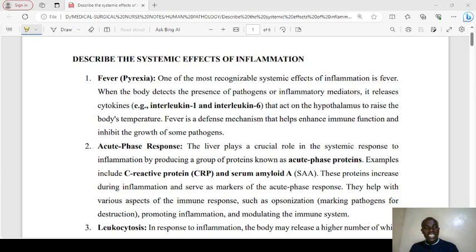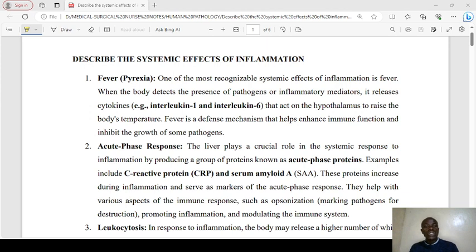We also had heat, also referred to as calor, where increased blood flow to the inflamed area can make it feel warmer to touch. So this localized heat is a result of the body's effort to deliver immune cells and nutrients to the site. We also have pain, that is dolor, and inflammation often causes pain or discomfort at the site of injury or infection. This can result from release of inflammatory mediators, pressure from swelling, or stimulation of pain receptors.